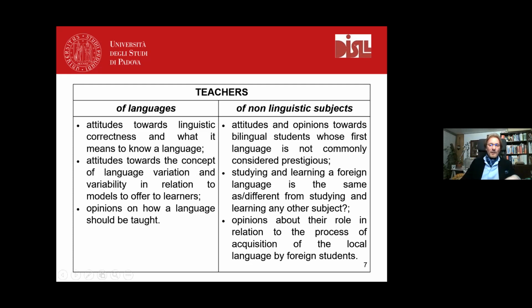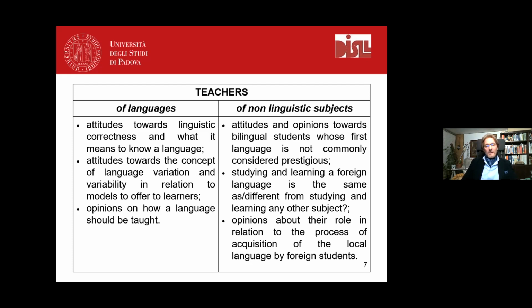And then when we talk about teachers of non-linguistic subjects, you may investigate, for example, attitudes and opinions towards bilingual students whose first language is not commonly considered prestigious. This is currently a very important topic in Italy because we have a lot of students who were either born in Italy or abroad, but whose native language was not Italian. It makes a big difference whether your first language is Albanian or English, in terms of the attitudes people may have towards that language. We all know that from a neurolinguistic point of view, that doesn't make any difference. But in terms of image and of attitudes that people will have towards you, it shouldn't, but actually does make a big difference.